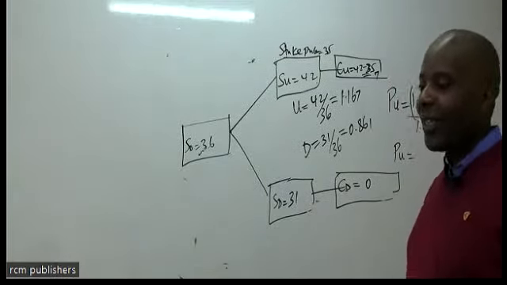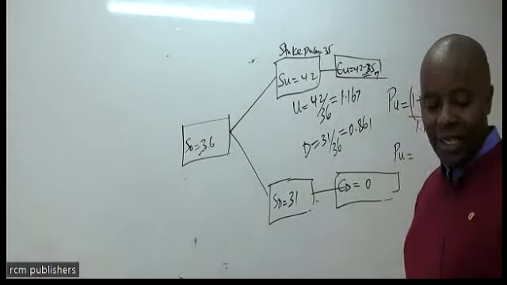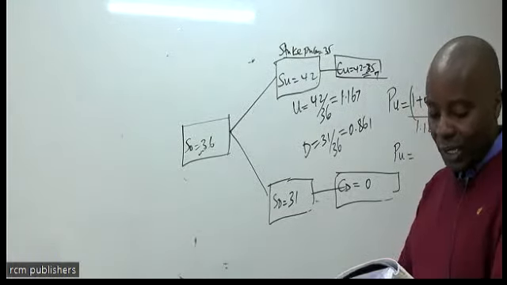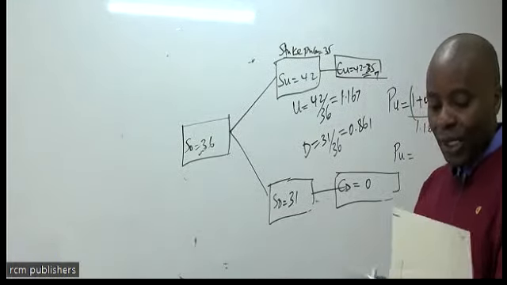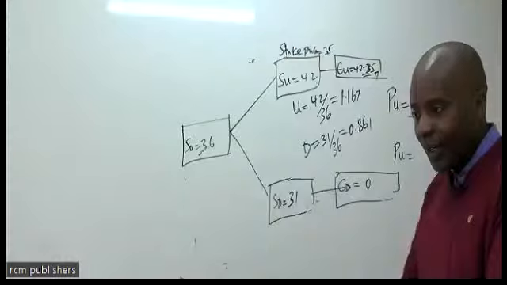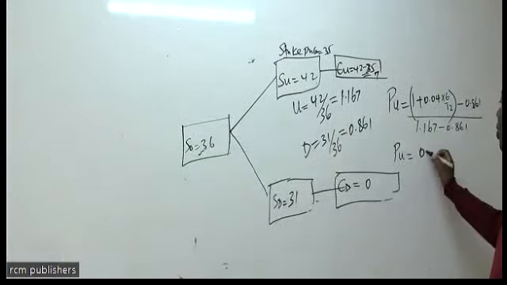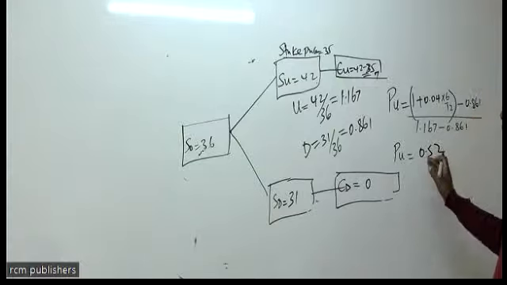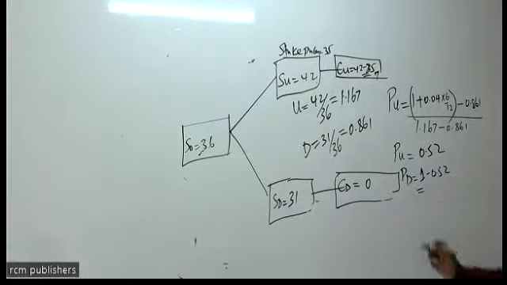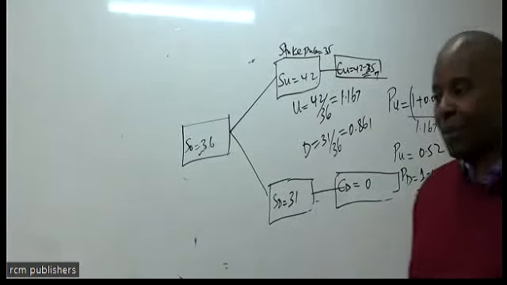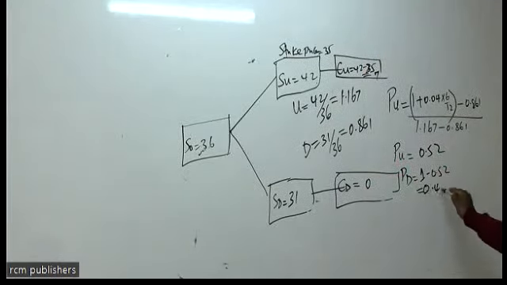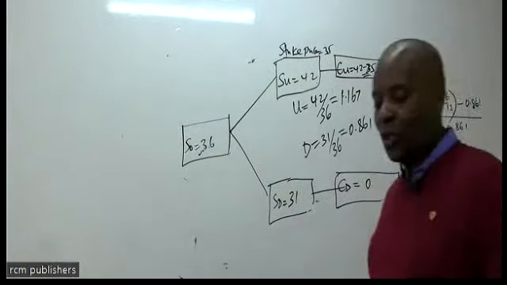Great. We are almost there. So 0.52, thank you very much. Then if this is PU, then P down will be 1 minus 0.52, which will be equal to what here, somebody? 0.48, thank you so much, 0.48.